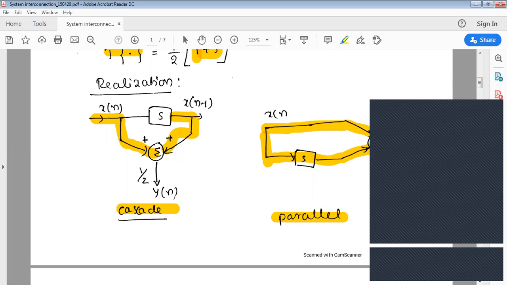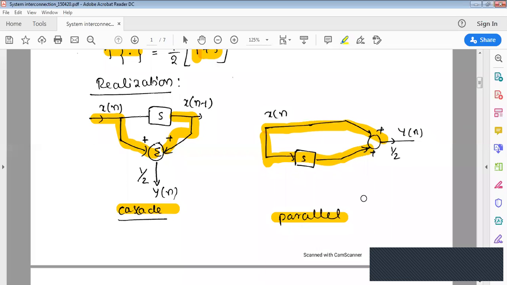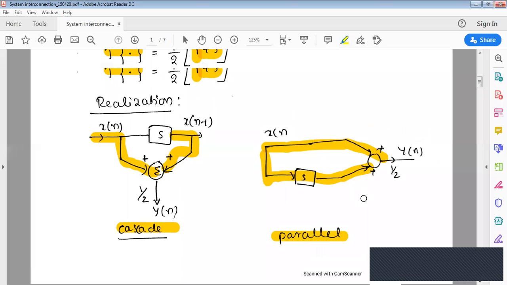Is it clear to you? Any doubt in the realizations? Any doubt? Are you able to follow?